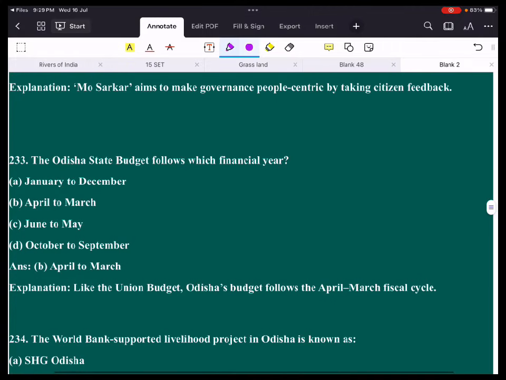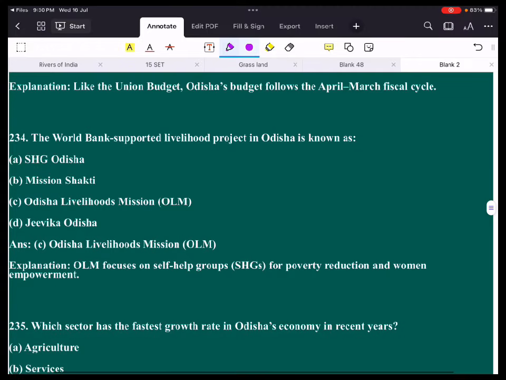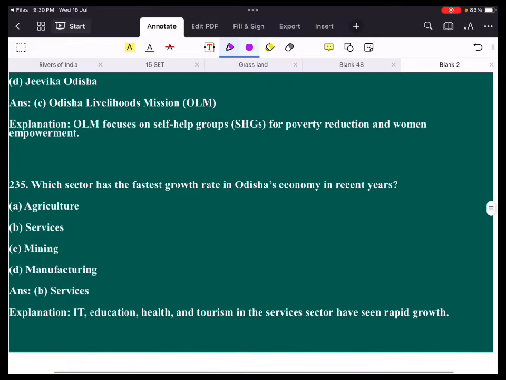The Odisha state budget follow which financial year? April to March. Option B. The World Bank supported livelihood project in Odisha known as Odisha Livelihood Mission, OLM. Option C. Which sector has the fastest growth rate in Odisha's economy in recent year? That is in service sector.